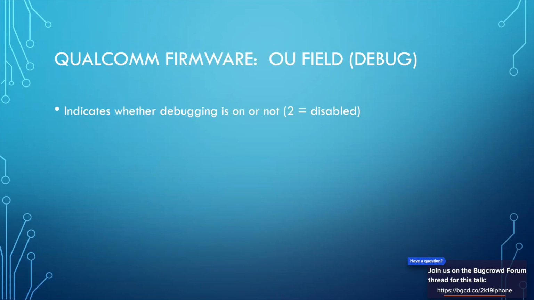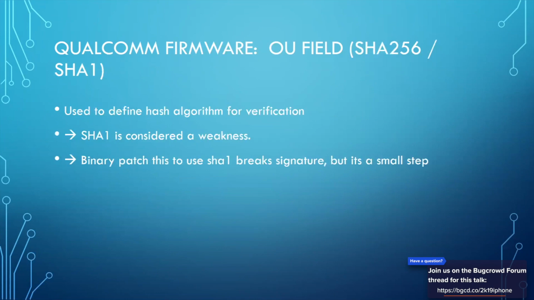Now, there is also a debug field, but of course, when you patch it for adding more debugging to the bootloader, that won't work because it will break the code signing chain. And the standard value is 2, which is disabled. I'll just walk through it.